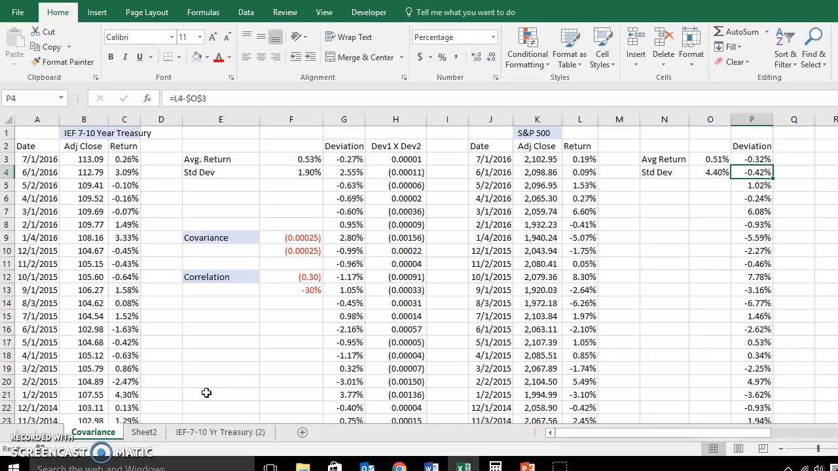So I'm assuming that now you have a very good understanding of what covariance is, what correlation is, how to calculate covariance and correlation, and most importantly, how to apply these concepts in real life investing.